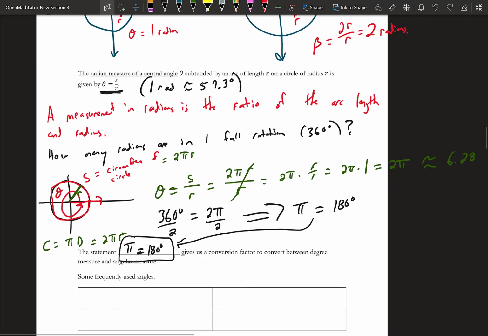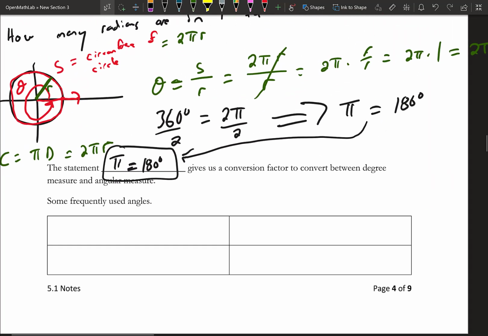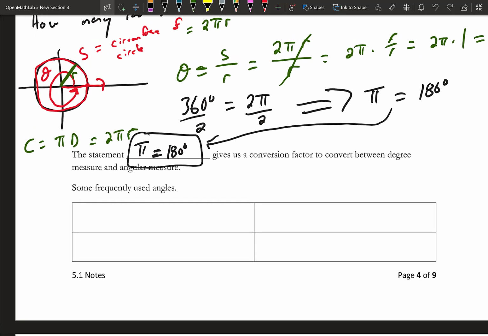Right. So the statement pi equals 180 degrees gives us a conversion factor to convert between degree measure and the angular measure. We just looked at that. So then some frequently used angles are the following, right? So we're going to use these a lot.